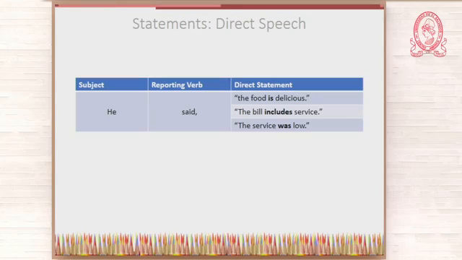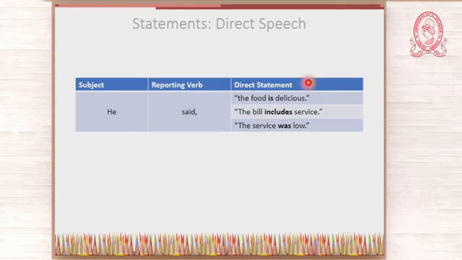Okay, let us begin with direct speech using statements. In other words, a sentence in the affirmative form. Okay, direct speech. Look at the subject. He said, okay? You use say when you want to report. This is a reporting verb. He said, "The food is delicious." Here, what you have to take into account is that you are using the exact words of the speaker. That is why you have a quotation at the beginning and a quotation at the end. When you see the quotations, it means that those are the exact words.